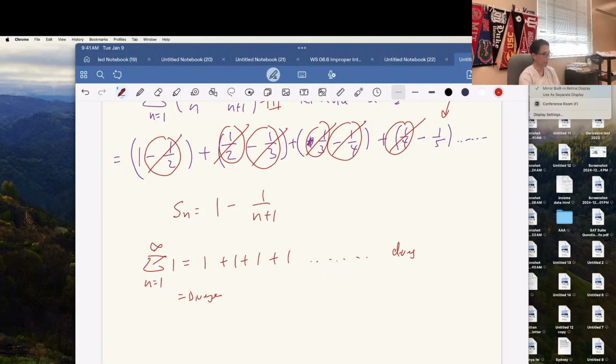Infinite series diverge. I mean, you can have a partial sum. You can have the first 3 terms would be 3. You have the first 6 terms would be 6. But if it goes to infinity, this is going to diverge.